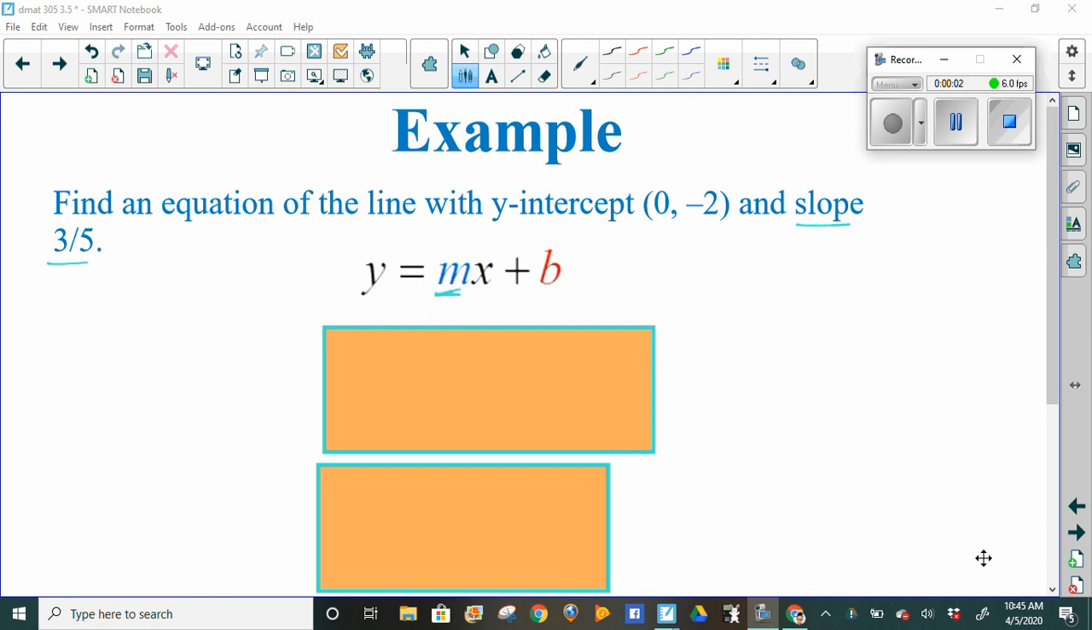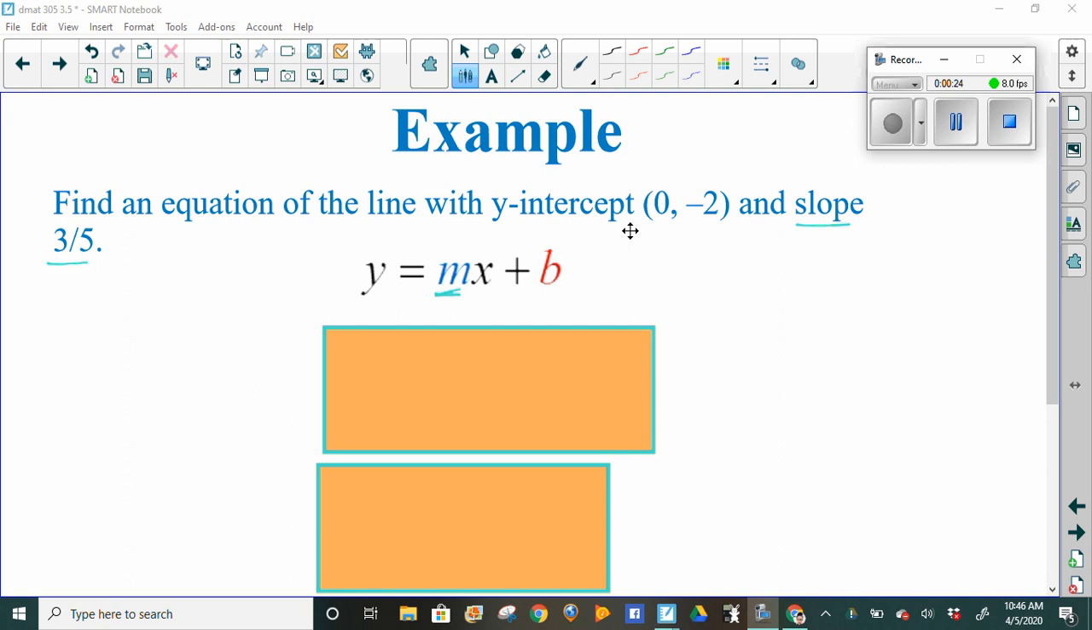Okay, so here's part 2. I'm going to start over with the slide. So in the past part, on the first part of the video, I gave you the slope and the y-intercept, and you had to tell me which one was which. Now I'm going to give you the slope and the y-intercept, and you're going to plug it in.